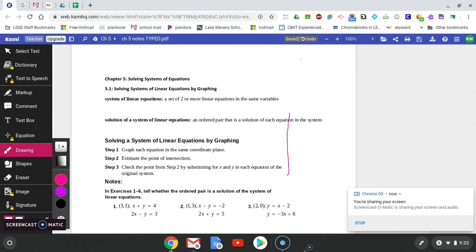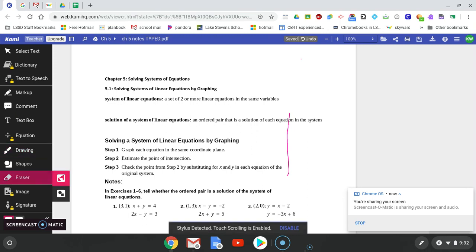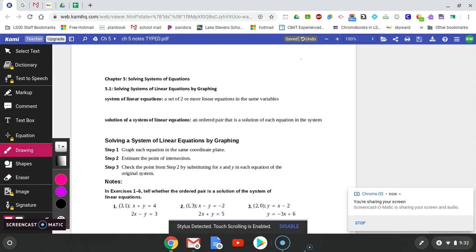Steps. Step 1 is you're going to graph each equation in the same coordinate plane. Step 2 is you're going to estimate where they intersect. And then step 3 is actually going to plug that point back in. Check it. Does it actually work?